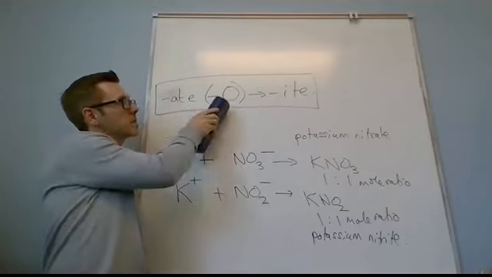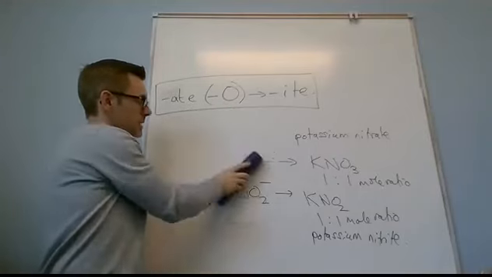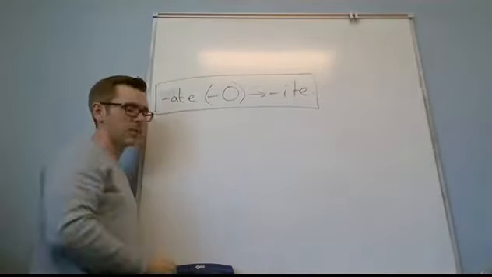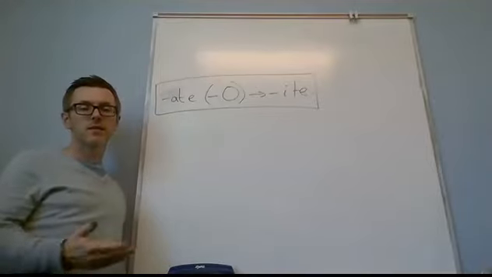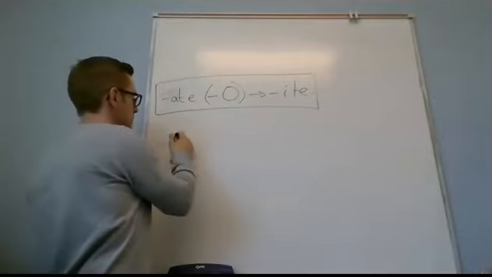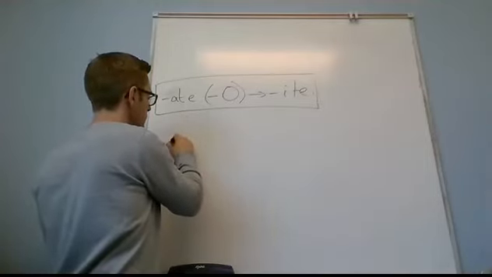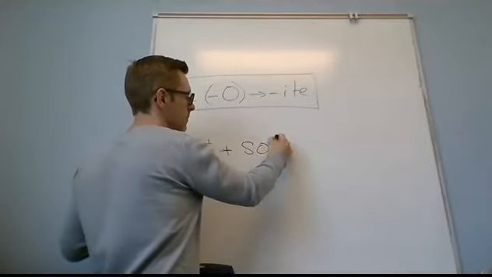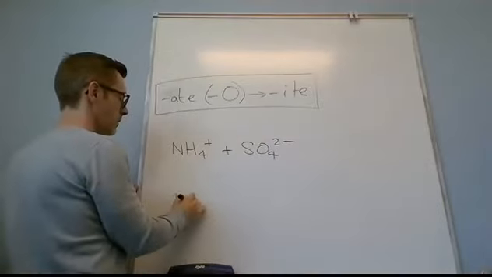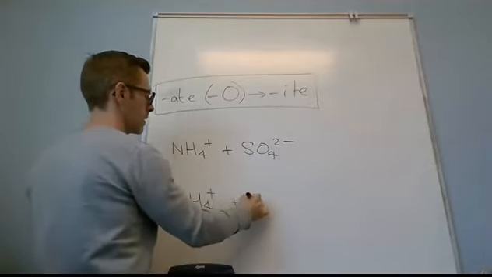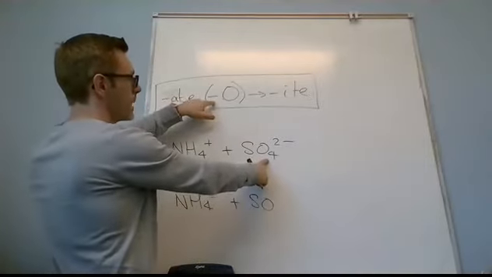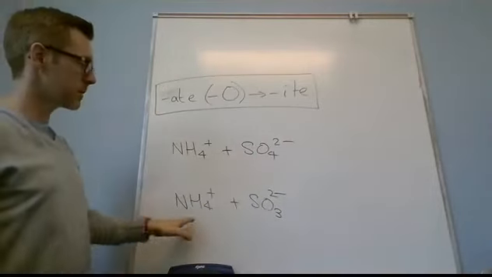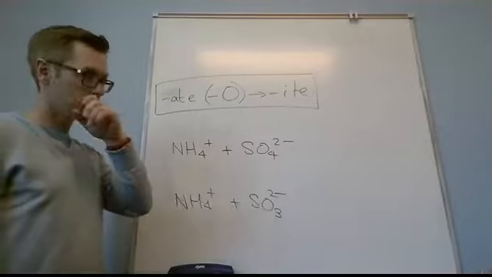So this is important. Ate minus an oxygen is ite. So let's look at sulfate and sulfite. Now, sulfite is the chemical that, typically on a bottle of wine, will warn you it contains sulfites. Let's look at sulfate, and then we'll look at ammonium. So ate is 4, minus 1 is 3. You don't change the charge though. So this will be ammonium sulfite. This is the stuff in wine that's not ideal for you.